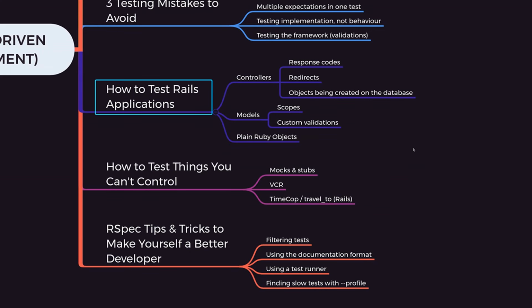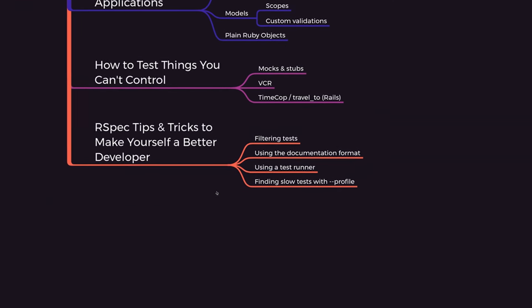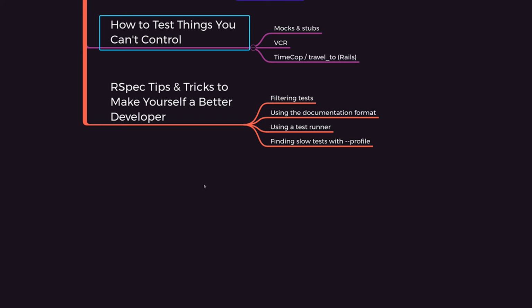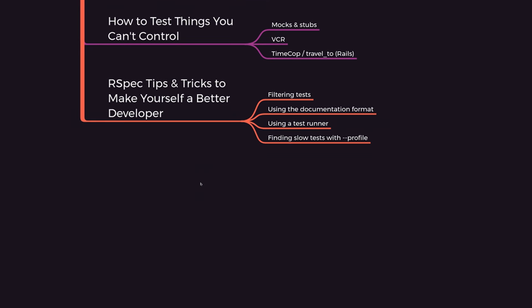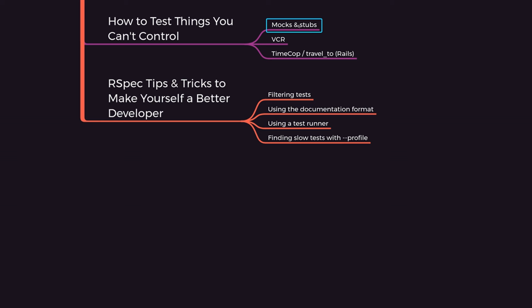So that concludes testing Rails applications, at least this section, and we're moving to the next section, which is how to test things you can't control. How do you do that, right? Well, you replace the thing that you can't control with another thing that you can control. That's what mocking and stubbing is. This is a bit of theory for you. A stub is when you replace something that you can't control with something you can control.